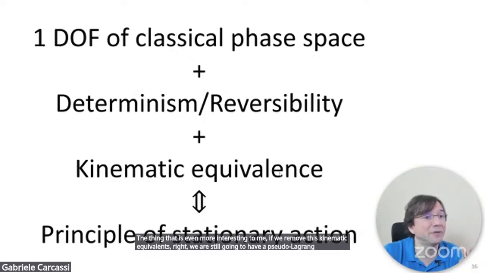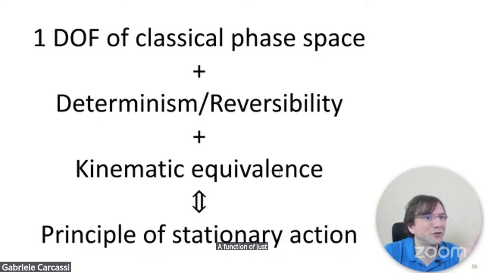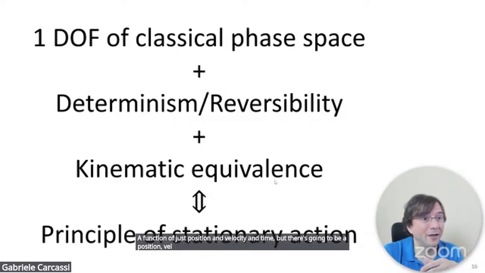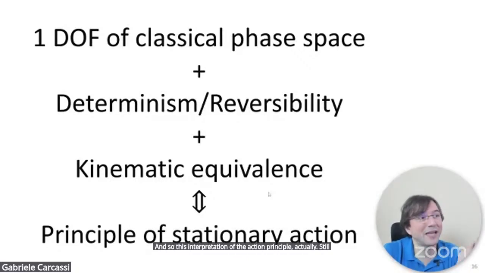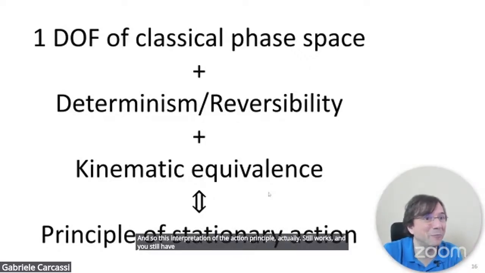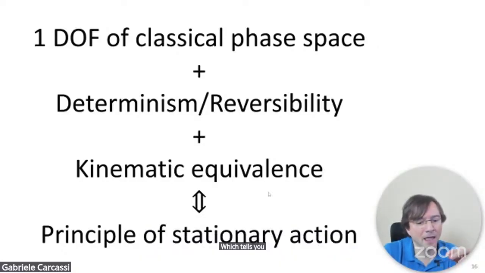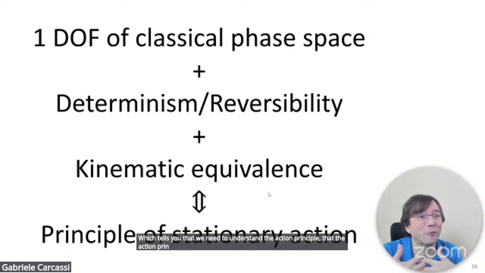It's just not going to be a function of just position and velocity and time, but there's going to be position, velocity, and momentum and time. And so this interpretation of the action principle actually still works, and you still have some type of action defined, which tells you that the action principle is really a property more fundamentally of Hamiltonian mechanics than of Lagrangian mechanics.